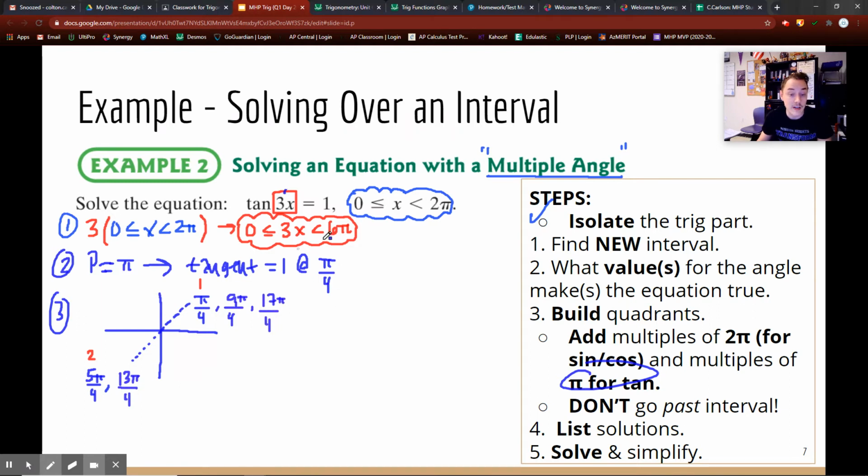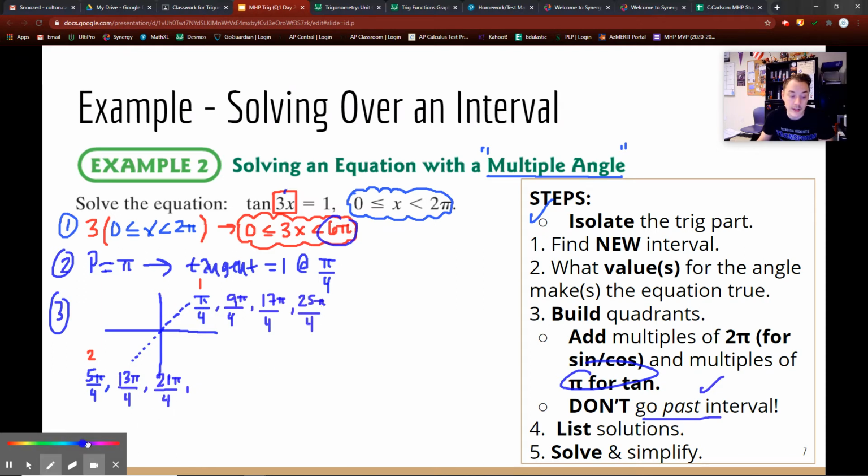Now, notice I'm still not past 6 pi, because 4 does not go into 17 6 times, right? So I'm still solid. I'm not going past my interval. Okay? Let's continue. 17 pi over 4 plus 4 pi all over 4, which is pi, is going to be 21 pi all over 4. Okay? So far, so good? If I add 21 pi over 4 to 4 pi over 4, I get 25 pi all over 4.